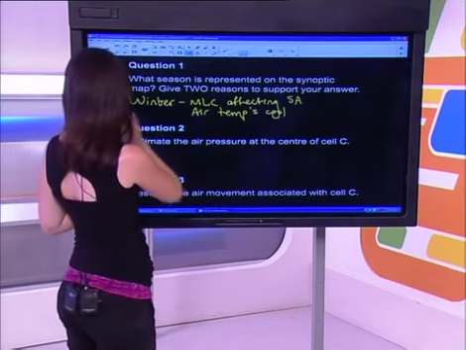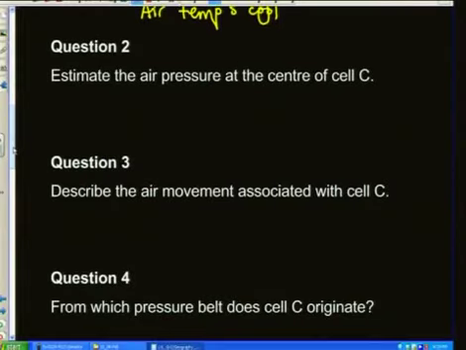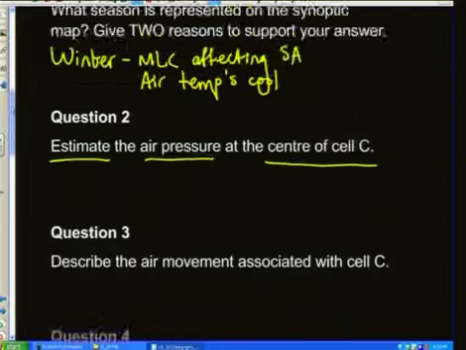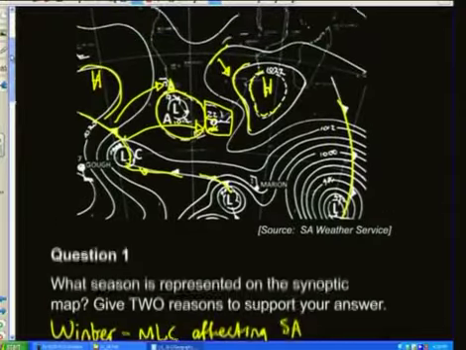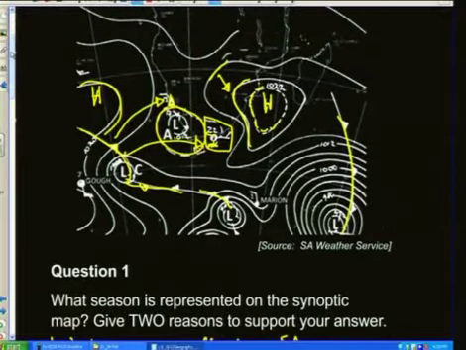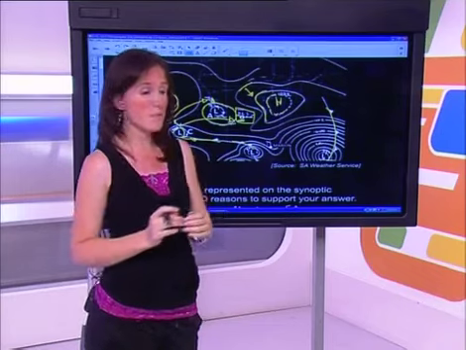Then question 2. They ask you to estimate the air pressure at the center of cell C. We go back to that synoptic weather map. I know the numbers aren't beautifully clear here, but I'll read them out for you. There's 1,020 hectopascals. That's 1,008 hectopascals. Remember that our isobaric interval goes up or down in 4 hectopascals.